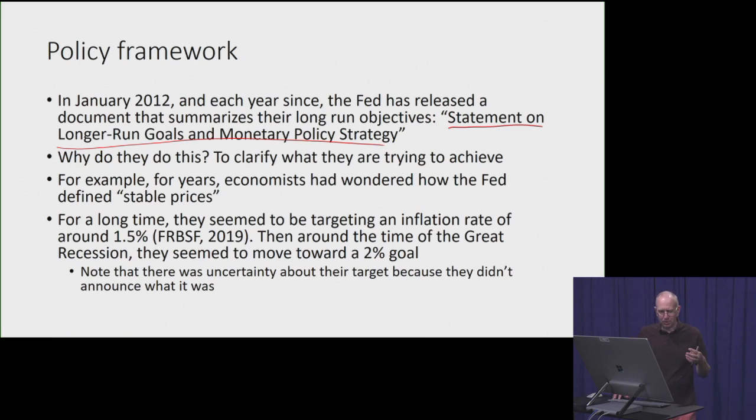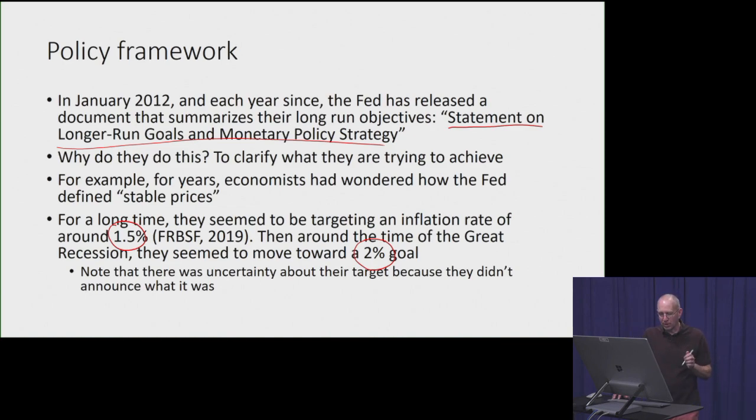And so let's give an example here of why this might be really helpful. For a long time, economists and other policymakers had speculated, well, how does the Fed actually define stable prices? Because that's left somewhat vague in the Fed's dual mandate. And so the Federal Reserve Bank of San Francisco did a study very recently and they used textual analysis, and they estimated that for a long time the Fed was hitting around an inflation target of about 1.5%. Then what they discovered is that, again, using the text of speeches and statements and minutes and so forth, that they seem to be moving toward a 2% objective.